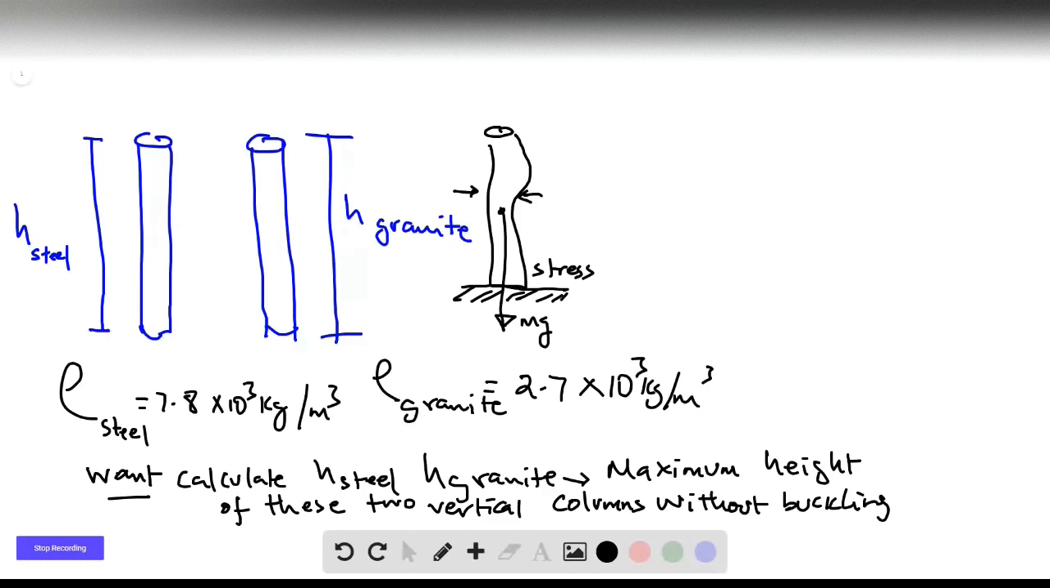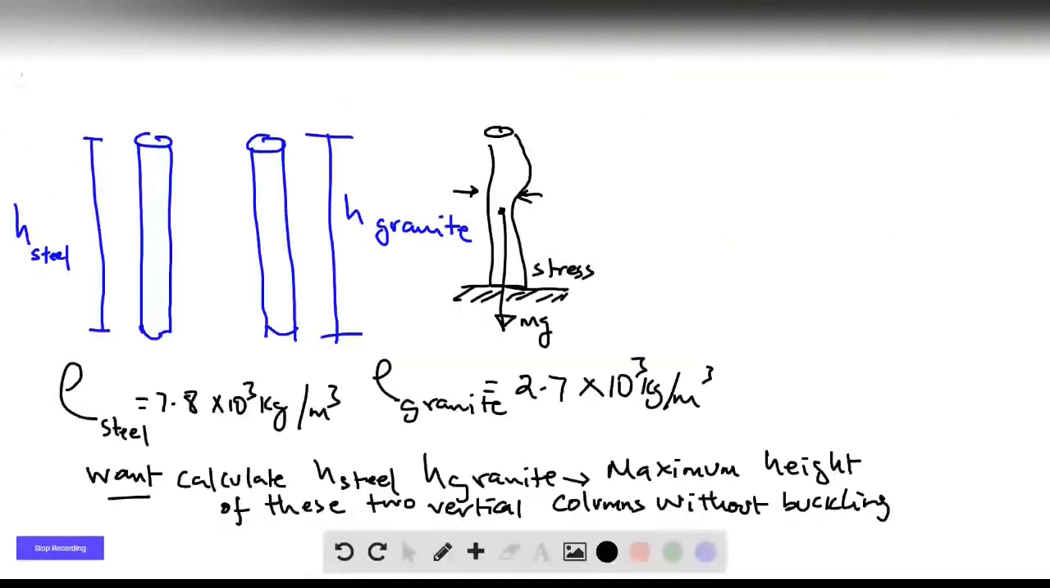The other thing about the problem is that they're asking if the cross-sectional area is independent of the stress itself. So if you think about the cross-sectional area, it's kind of like cutting an orange into two pieces.